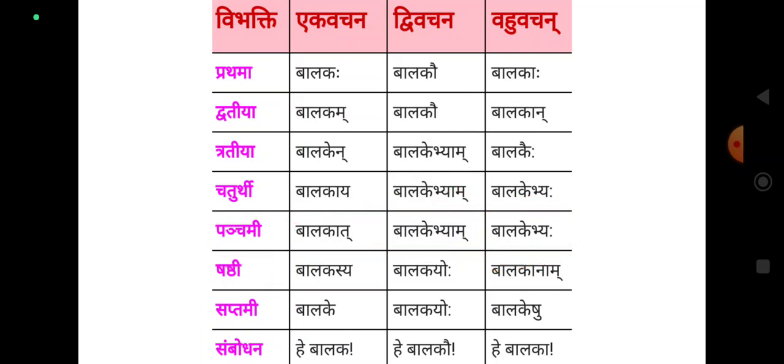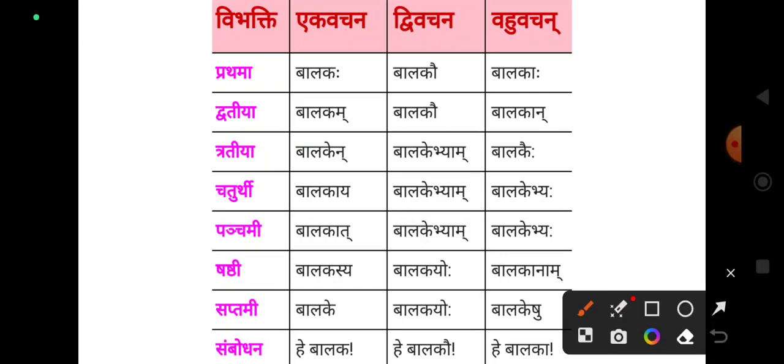Now coming to Shashthi Vibhakti. Always remember there will be a relationship. It will be called Sambandha Pada. Sambandha means it is establishing some relationship. Balakasya, of the boy. Balakayoho, of the two boys. Balakanam, of many boys. Okay, like that. So balakasya, balakayoho, balakanam. This is called Shashthi Vibhakti.